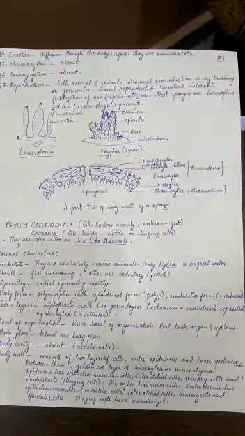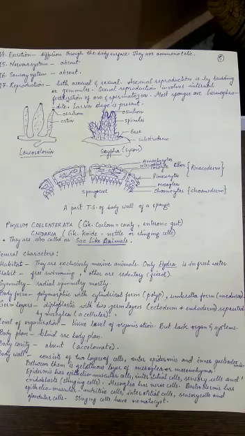So they do not have a proper cavity, that's why they are called acoelomate, and their body wall, again a detailed topic, consists of two layers of cells. The outer layer is called epidermis, the inner layer is called gastrodermis, and between them there is a gelatinous layer called mesoglea or mesenchyme.